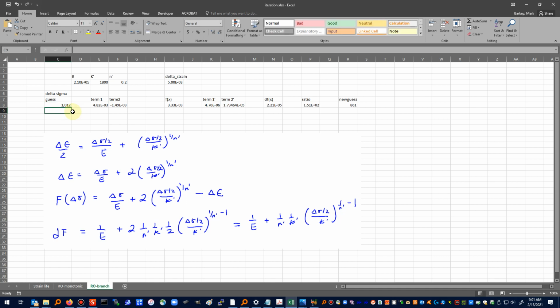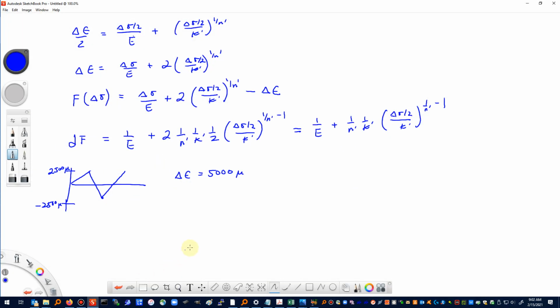Now my new guess is 861. New guess is 813. 809. Stays at 809. Okay, so what this represents then is the change in stress from where we were at the end of the first monotonic part of this.